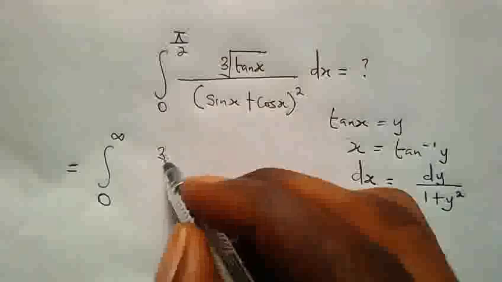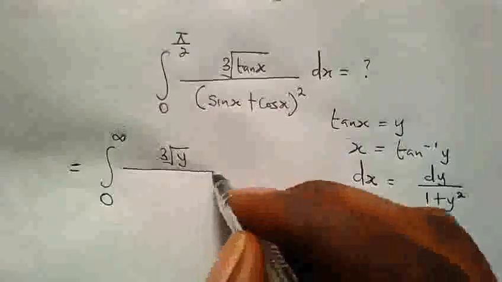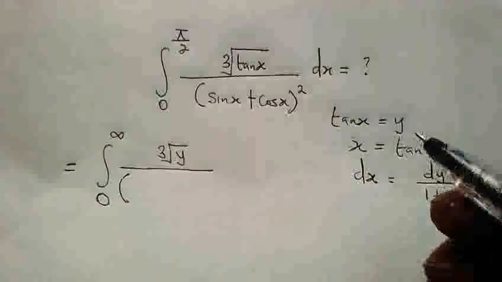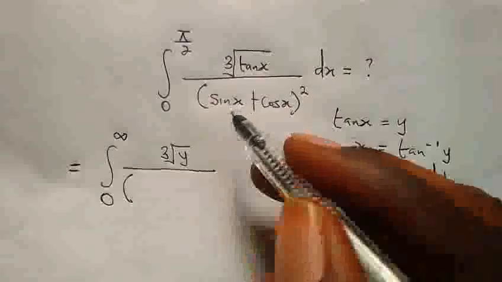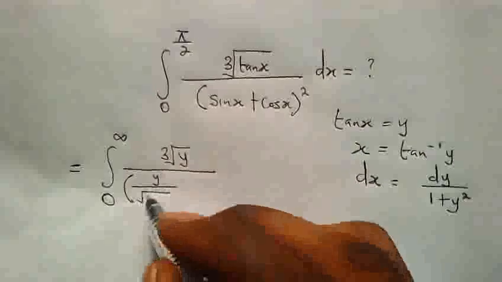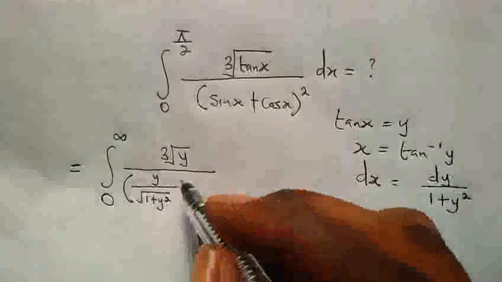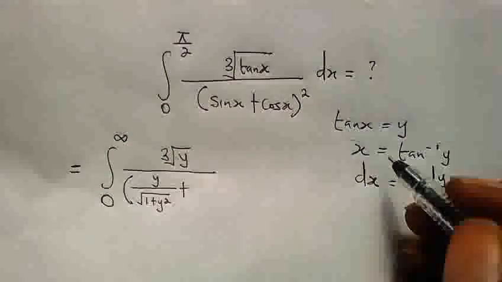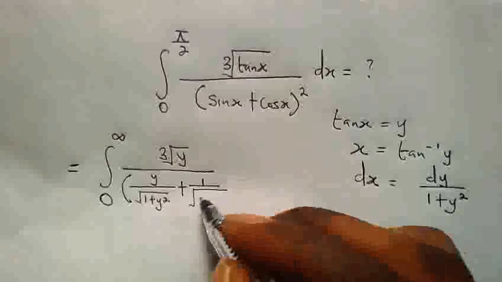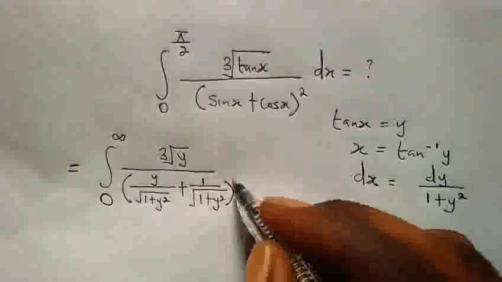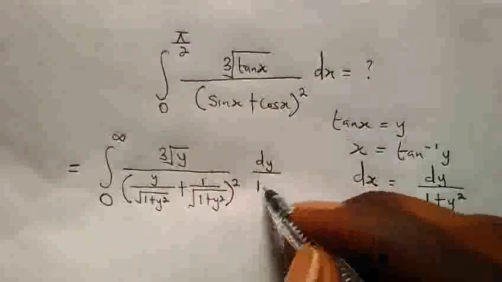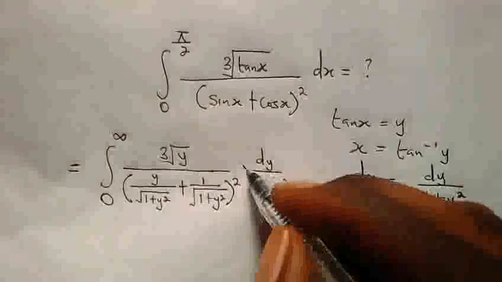So here we have the cube root of y all over the bracket. Remember the identities I showed earlier: sin of tan inverse of y is going to be y over the square root of 1 plus y squared, then plus cos of tan inverse of y, which is going to be 1 over the square root of 1 plus y squared, then everything squared. And here we have dx, which is equal to dy over 1 plus y squared. Okay, let's put a multiplication sign here.